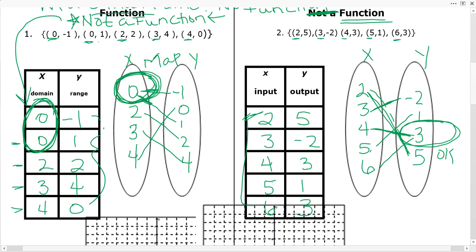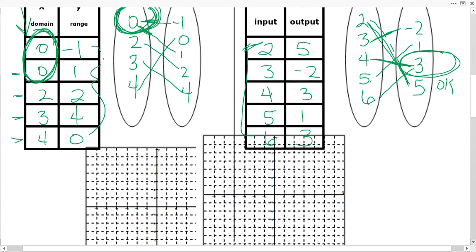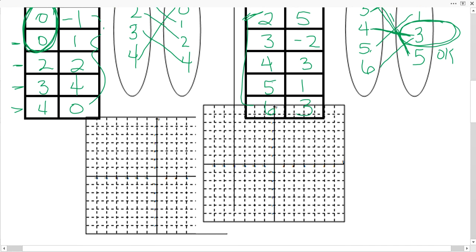Okay, let's go down and do the graph and see that it actually turns out the way you thought it would. So let's put those points on.